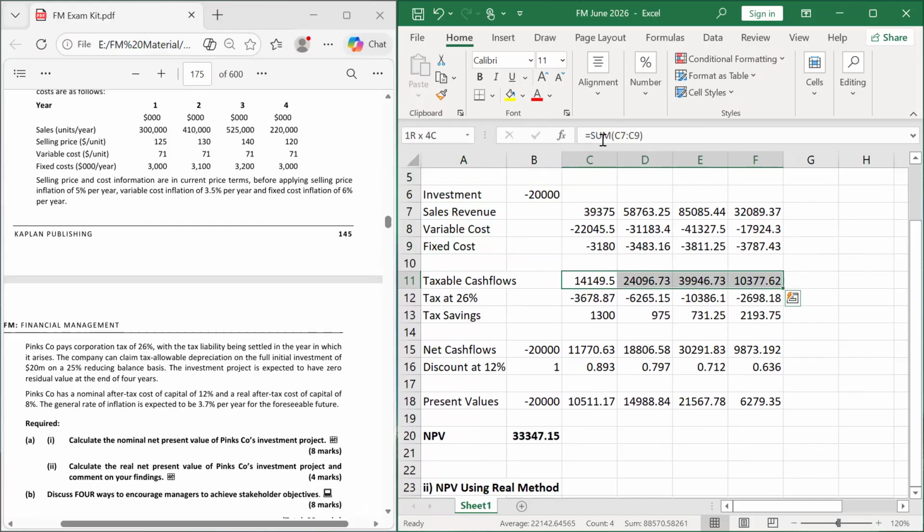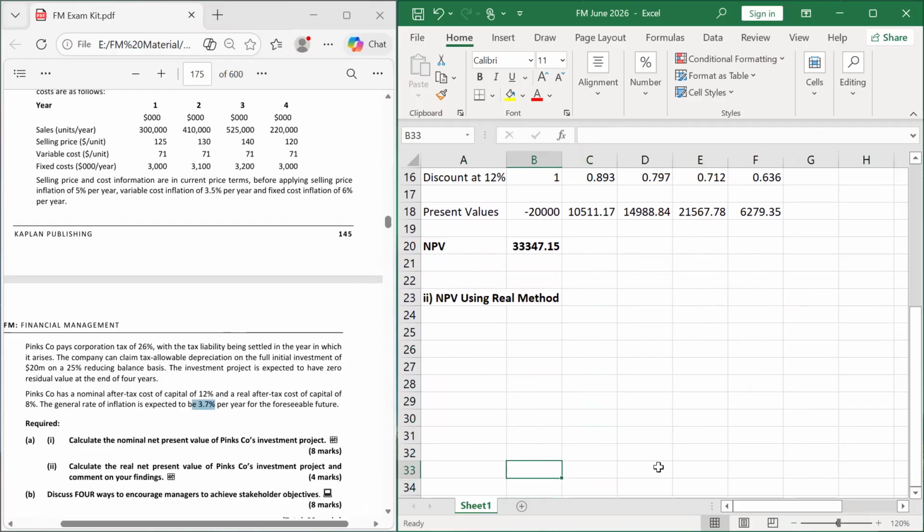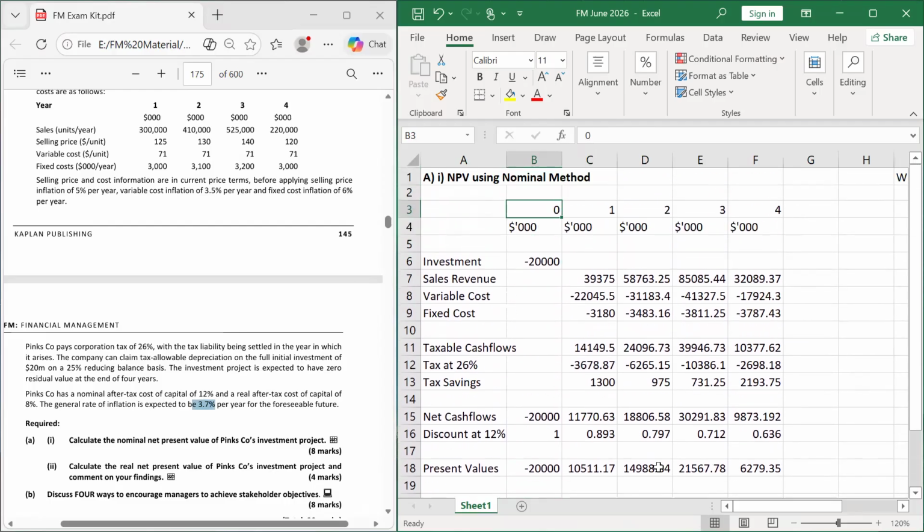So basically, to deflate this means to remove the impact of inflation, because in the real method of NPV we have to use the real cash flows, right? So to deflate them, you can just simply deflate them using the general rate of inflation that is given to you, 3.7% per year. So here you are just gonna deflate them. And how will you deflate them? I will tell you, but let's draw the pro forma first.